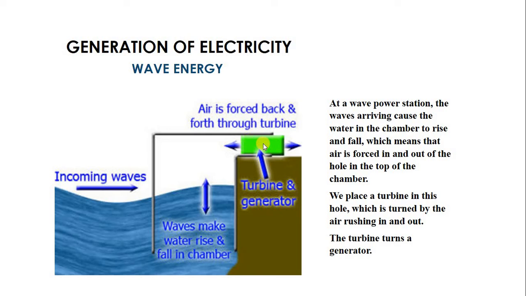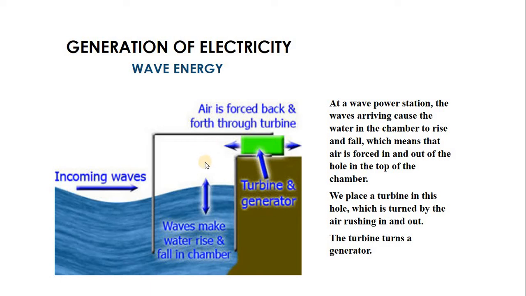So what happens here in the chamber, since the water is expected to be rising and falling, is that when the water rises in the chamber, it pushes the air in the chamber out, and as the air is rushing out, it turns the turbine here, which is coupled to a generator, to produce electricity.